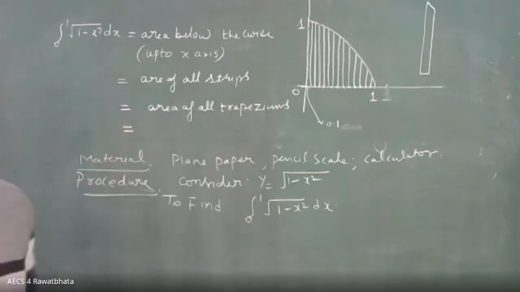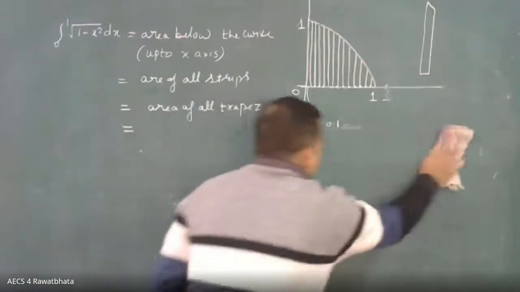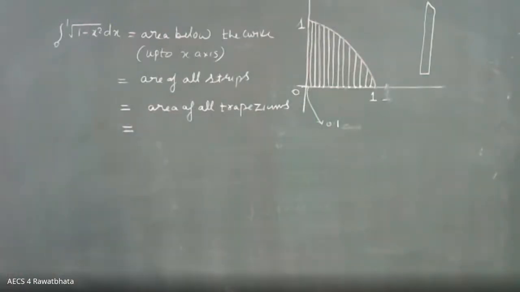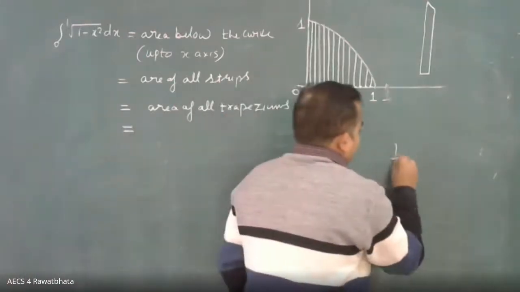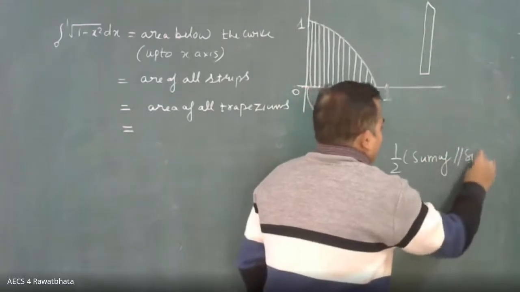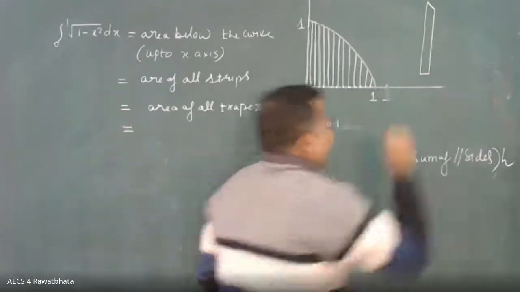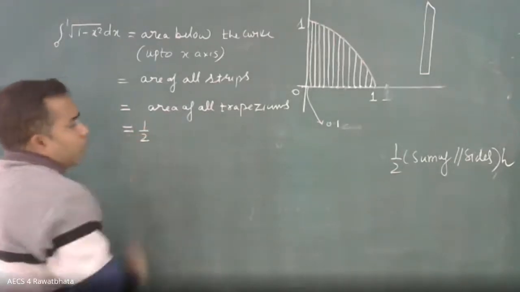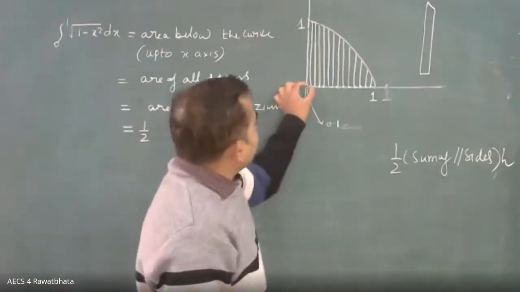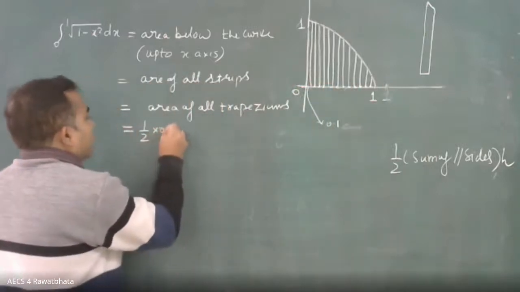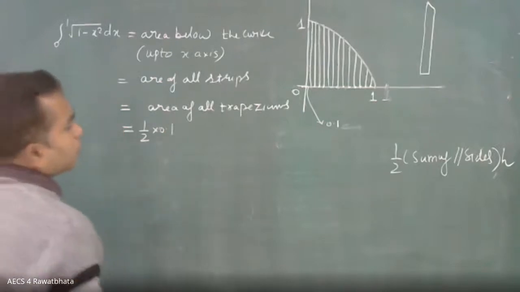And do you remember what is the area of trapezium formula? Anyone in the class? Do you remember? Exactly. Half sum of parallel sides into height. Okay. So use this formula. Half height of every strip will be 0.1. So half into 0.1 into sum of parallel sides.